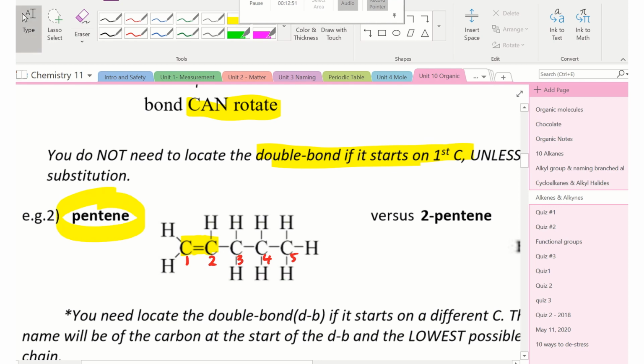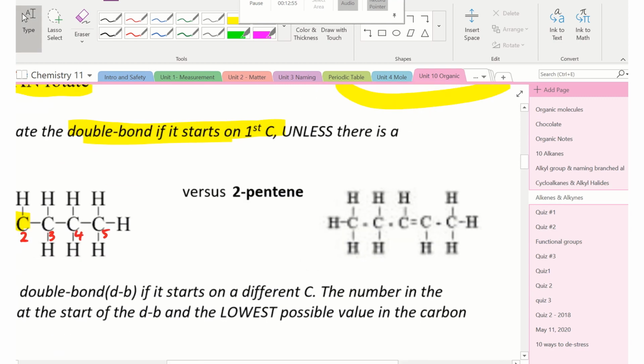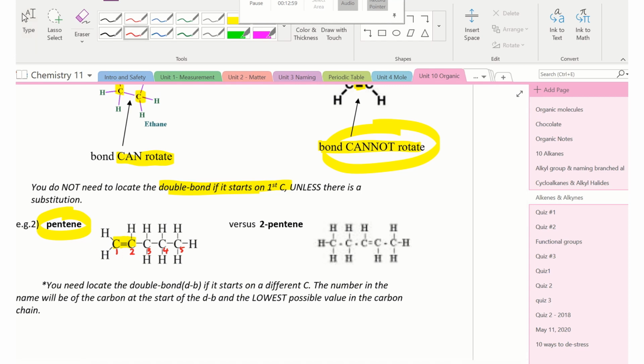Now versus, let's take a look at 2-pentene. Oh, this picture is a little bit blurry. I will zoom it out. Okay, so versus 2-pentene, just going to add in the lines here. So now we still have 5 carbons, so you want to give the double bond the lowest number of carbon. So now you have two choices, just like everything before.